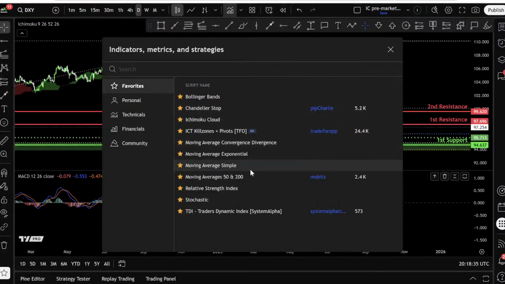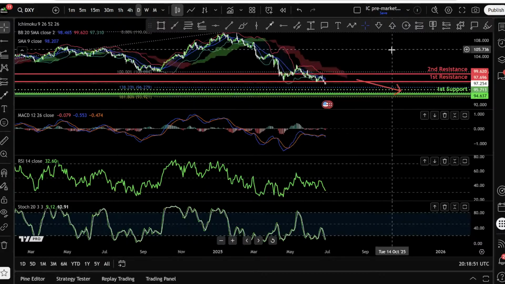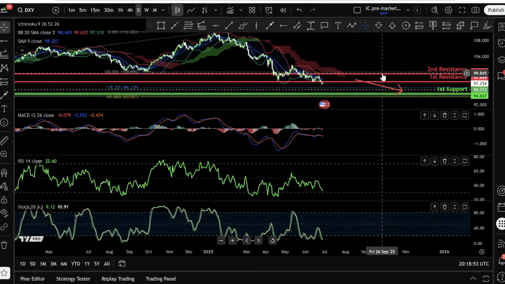Okay, so I'm going to go in with Bollinger Bands, EMA, SMA, and RSI and stochastic. These are typically the indicators that I like to use. Of course, you can use any indicators that you're more comfortable with and that you know how it works.